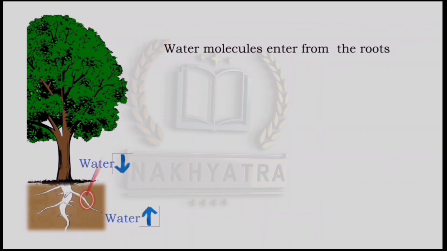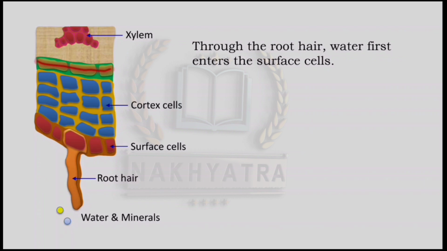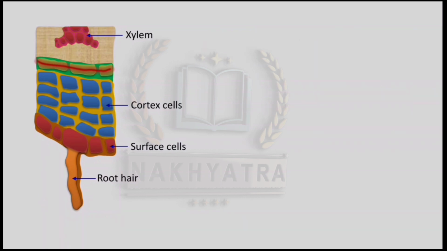Alright, now we will see the structure of the root in more magnified way. This is the root here, these are the surface cells, these are the cortex cells, and then this one is xylem. Now see here, through the root, water and minerals first enter into the surface cells. Now the surface cells become turgid and exert pressure on the neighboring cortex cells. So this pressure is called root pressure.